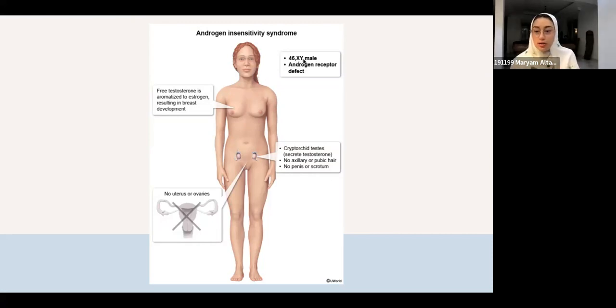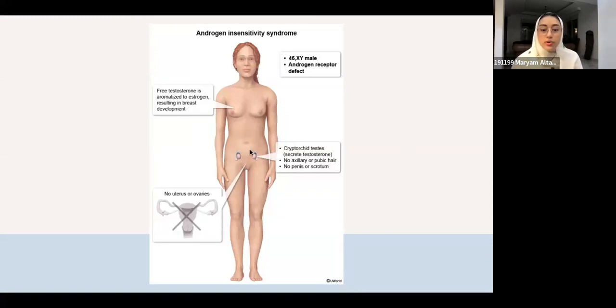The SRY gene is there. So they have their anti-Müllerian hormone. They have their testosterone. But the problem here is they don't respond to it. So that's why they get androgen insensitivity, okay? Exactly. So there's a vaginal opening, but it doesn't lead anywhere. Okay, because this person has external female genitalia, but not internal.